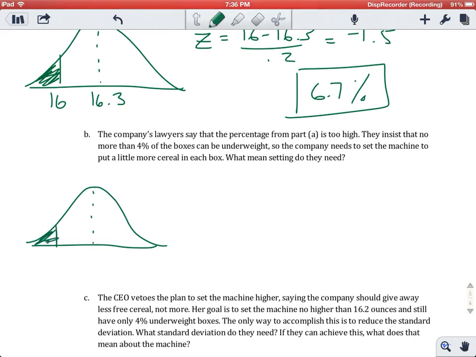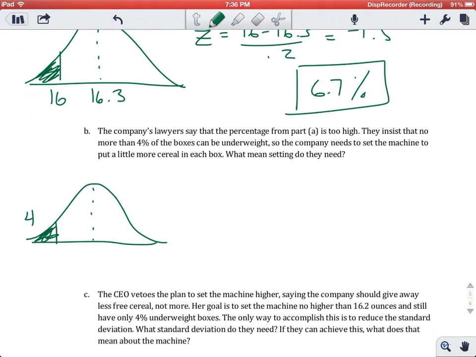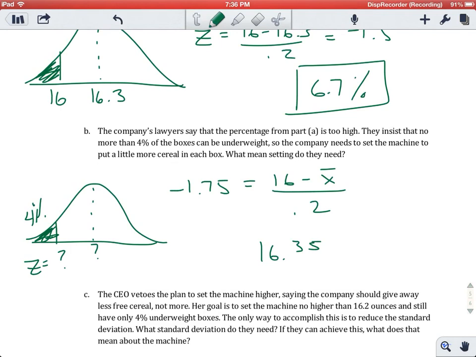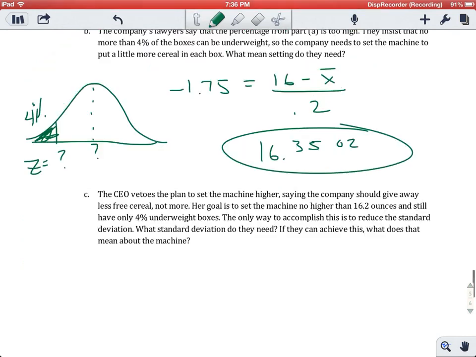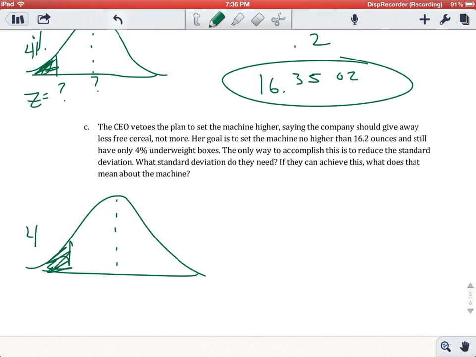now we're given a percent of 4%, and we need to figure out what z-score shows up in that spot so we can find a new mean. So the z-score is negative 1.75. We're looking for a new mean, and our standard deviation is 0.2, so therefore 16.35 ounces.